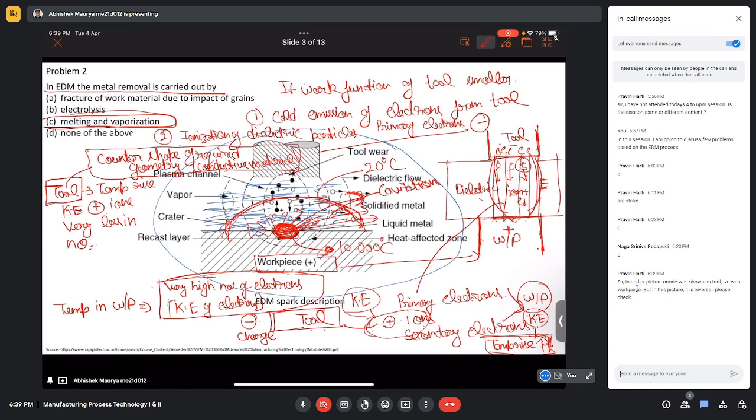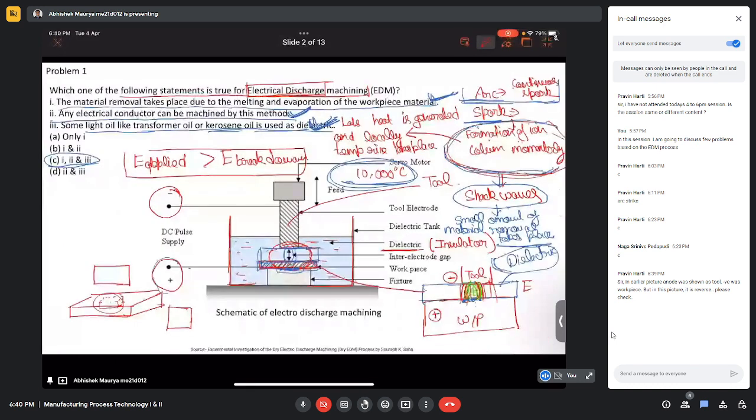Okay, sir, in the earlier picture the anode was shown as the tool, and negative was the workpiece, but okay, let me see. No, here this is the tool, this is negative, and this is the workpiece, this is positive. Ravi, is it? Please check. Praveen, are you talking about this?